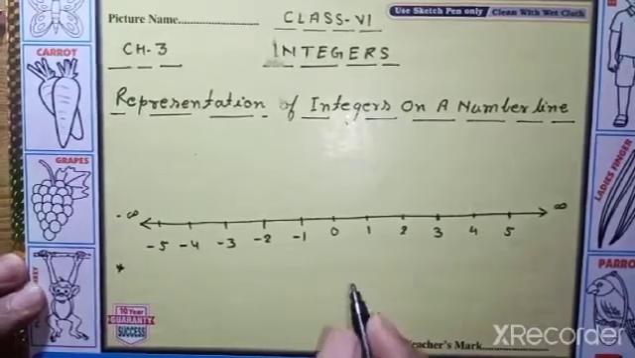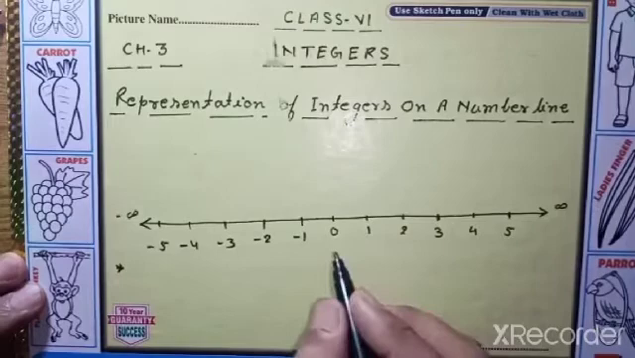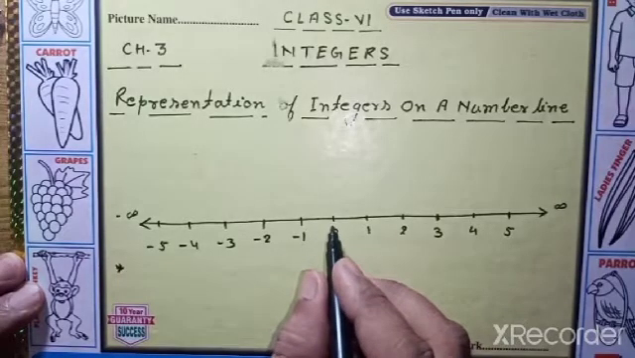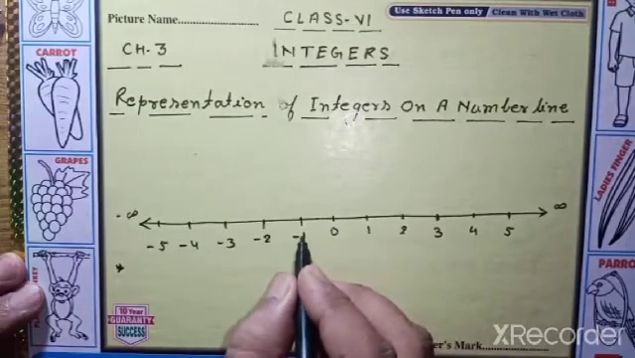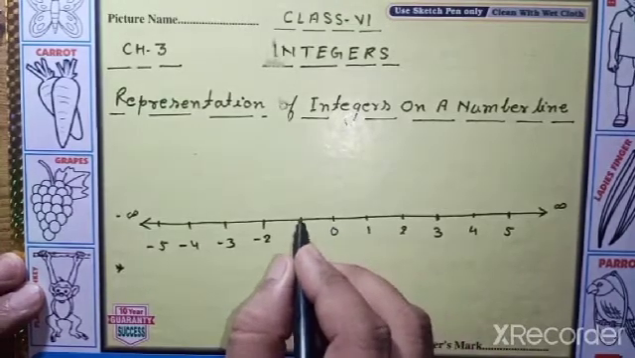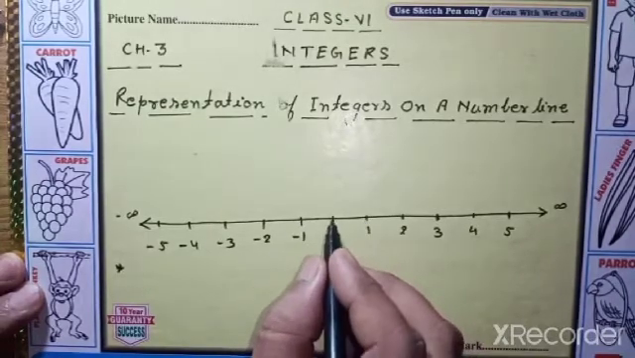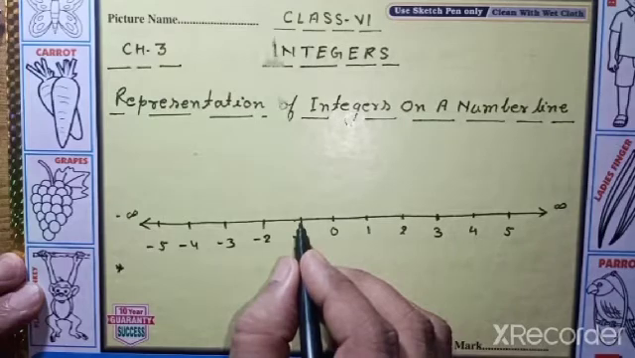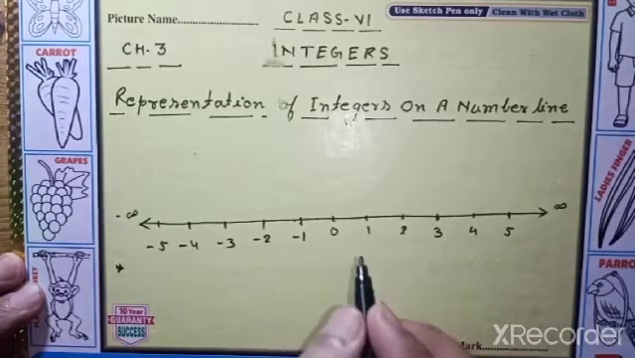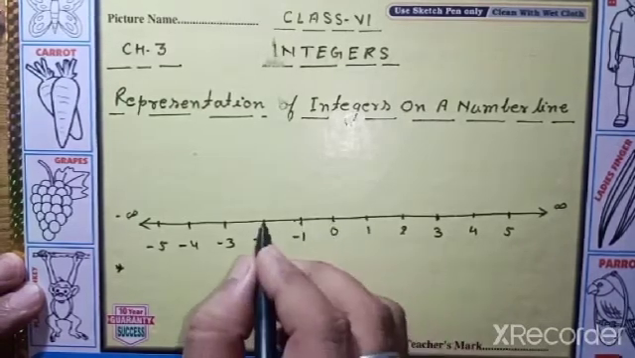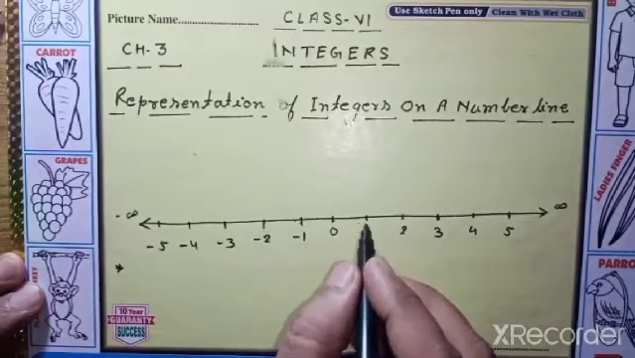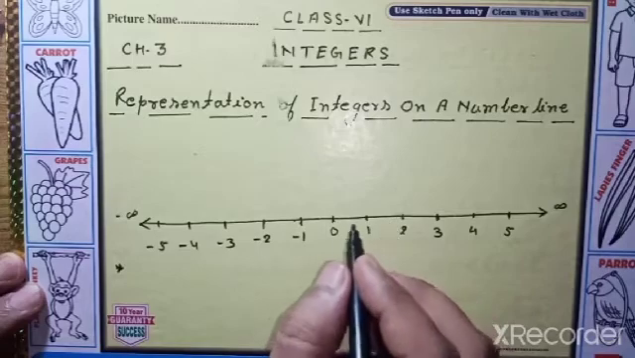Now the first property on the number line: opposite integers. Opposite integers are equidistant from the origin. Means here -1 and 0, and +1 and 0, both are equidistant from the origin. From origin O, the distance of -1 and the distance of +1 are the same. The distance of -2 equals the distance of +2. Means opposite integers are equidistant from the origin.